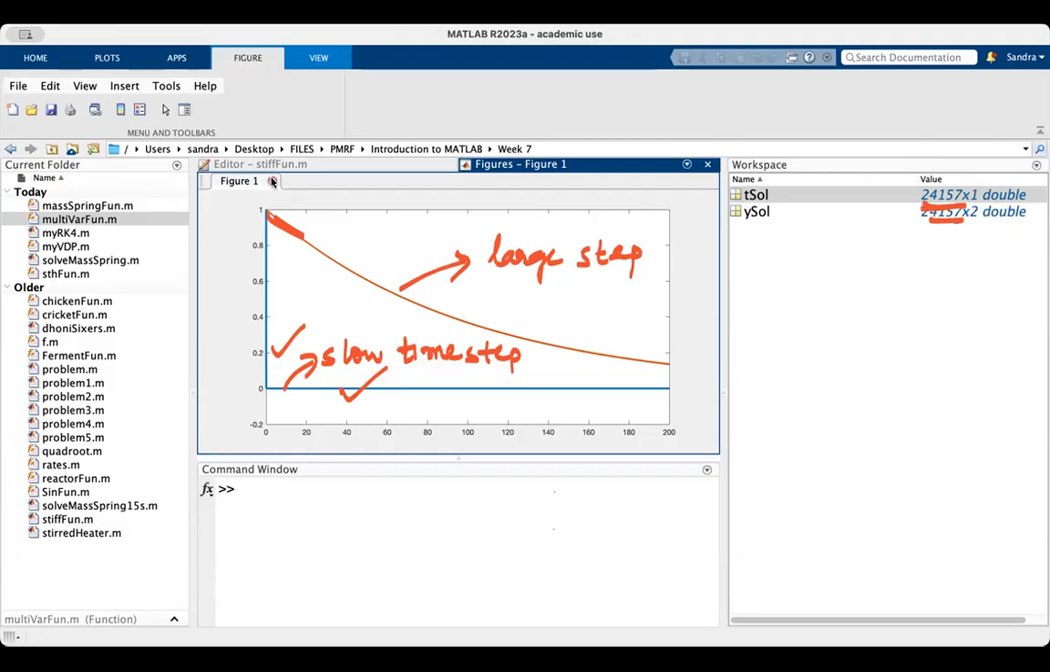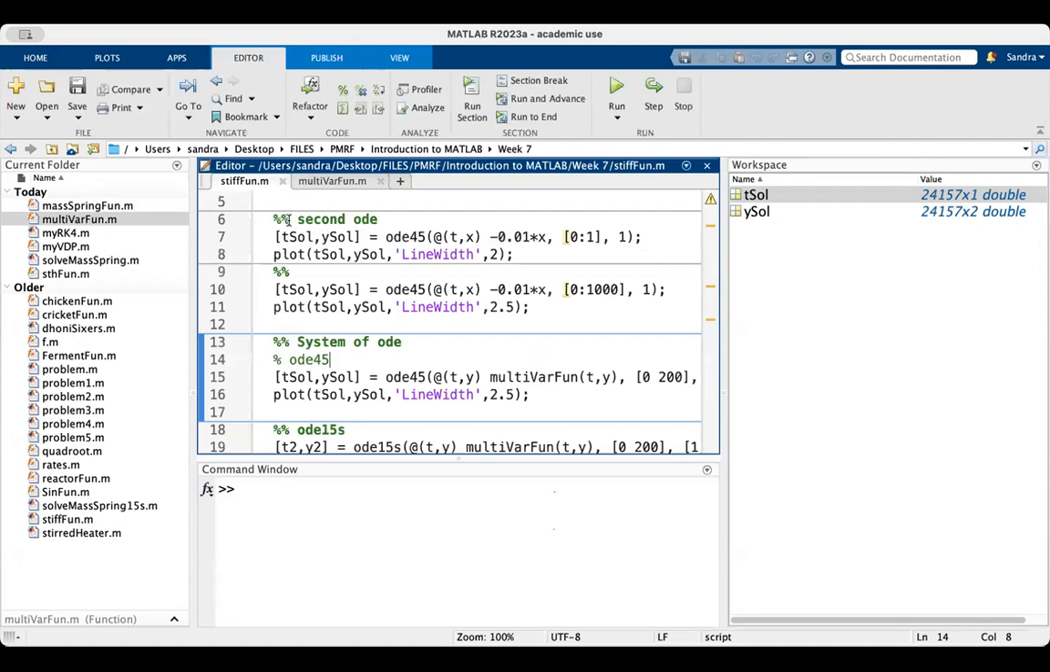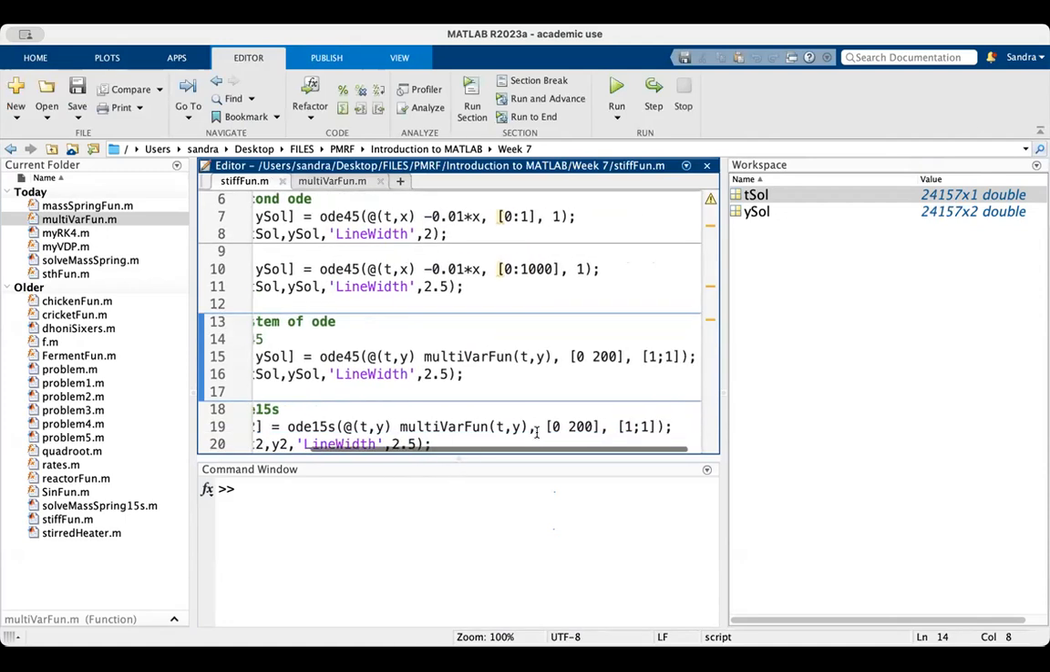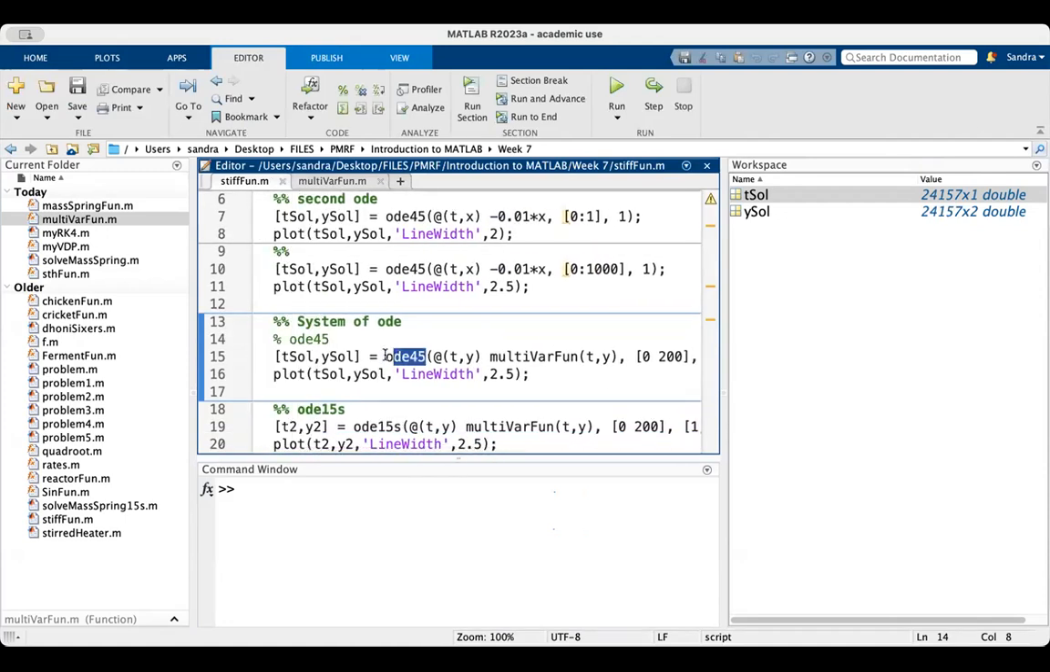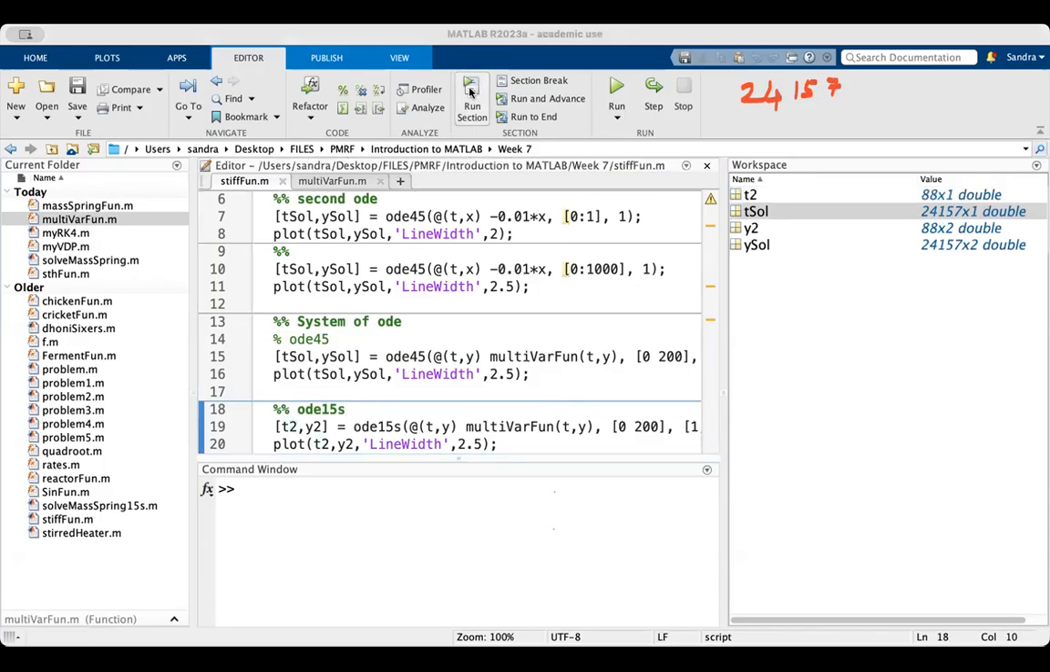But the same thing, if you run it with ODE15s, the only syntax difference is that instead of ODE45, I'm writing ODE15s. I'll run this here. So just note this number, 24157. Okay, I'll run the section, and here the output is in the variables T2, V2, Y2.